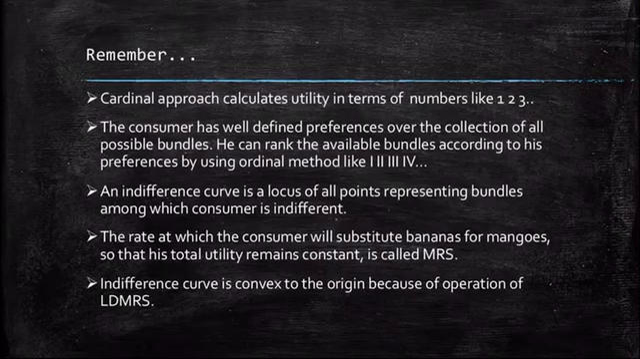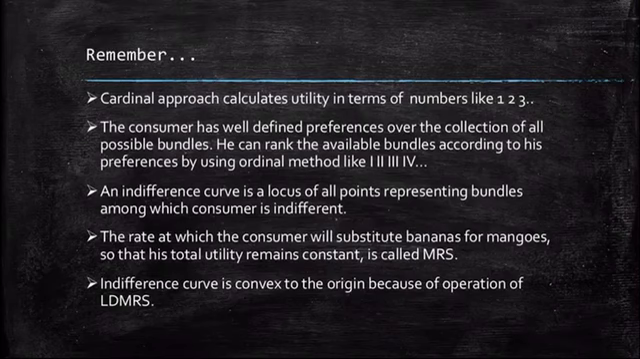Later on we talked about MRS, which means marginal rate of substitution. Marginal rate of substitution is nothing but how many units of mangoes the consumer is ready to sacrifice in order to get one extra unit of banana so that he can remain on the same level of satisfaction. And also remember that MRS is the major reason for the shape of indifference curve.